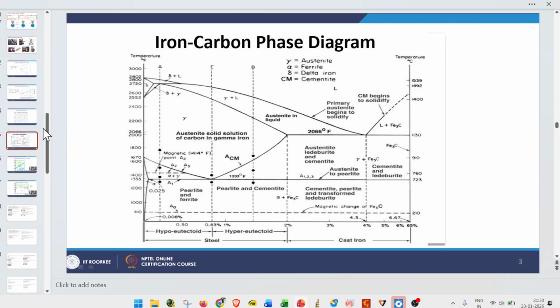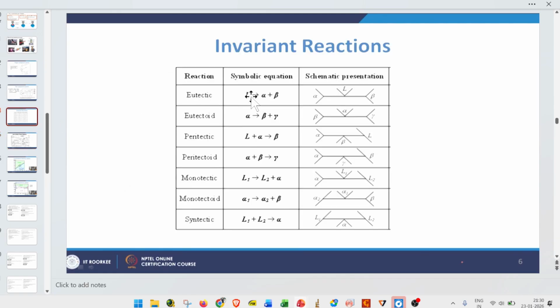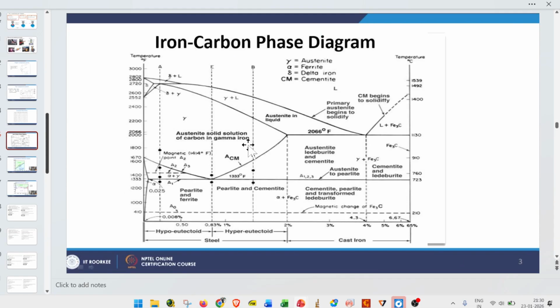What is the meaning of eutectic reaction? One liquid converting into two solid phases. Here you can see one liquid converting into the gamma and Fe3C phase. That's why it is called a eutectic reaction. Steels we can consider up to 2% carbon, and above that it will be considered a cast iron.